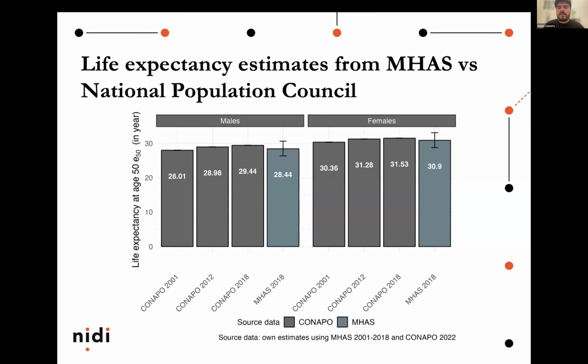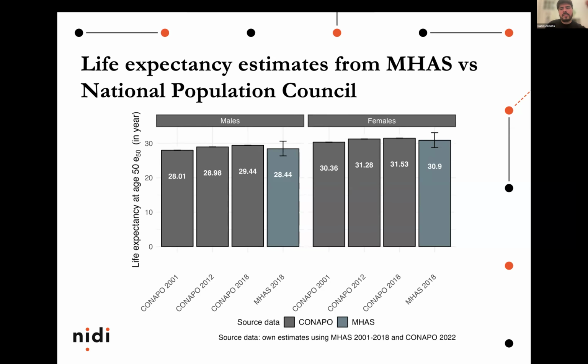Of course, we have wider confidence intervals, but at the same time, we are looking at a cohort, no? We are not looking at period life expectancy, so that's also important to take into account for the results. But in general, the results are quite similar. So we get 28.4 years for males and almost 31 years for females.